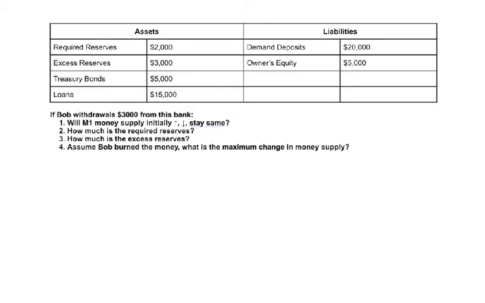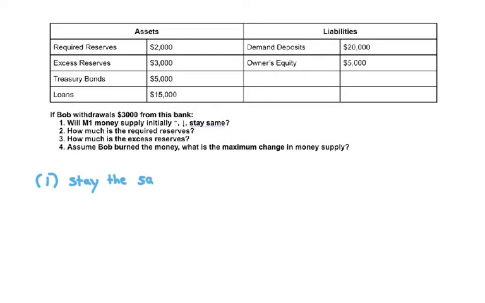And again, we've got Bob, same balance sheet, but this time Bob's going to withdraw $3,000 from this bank. And the first question, very similar to one that we had on the last bank balance sheet practice problem: will the M1 money supply initially increase, decrease, or stay the same? And hopefully we know now that the answer is going to be stay the same.